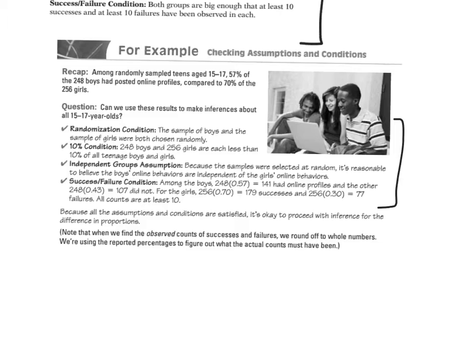You also need to calculate your success failure here, so it's 248 for the boys times the 57% that they give you. So you have 141 that are going to be greater than 10, and then the failure would be 107. So you actually have to calculate those, not just say what they are.